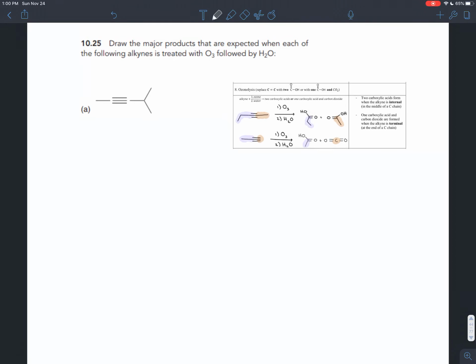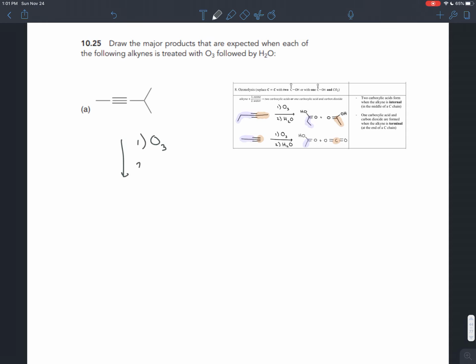This video and exercise 1025 are meant to help you predict the products of ozonolysis on an alkyne. If you have a hydrocarbon, that's a molecule just made of hydrogen and carbon, with a triple bond in it, that's an alkyne. And what do you get when you treat that alkyne first with ozone?